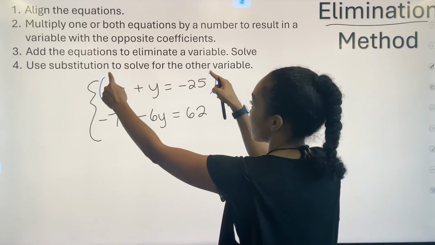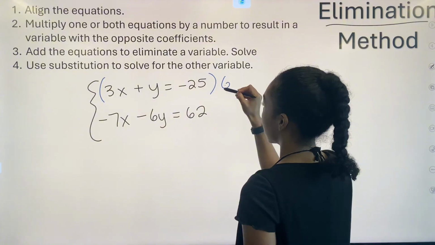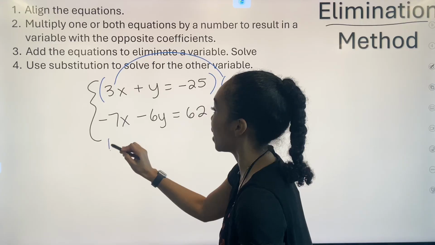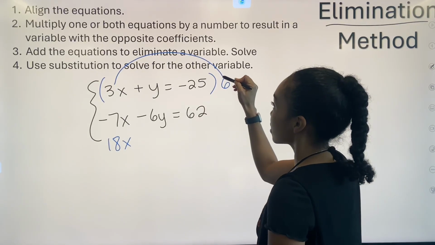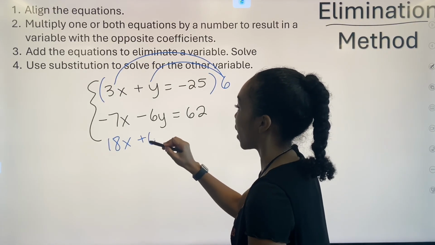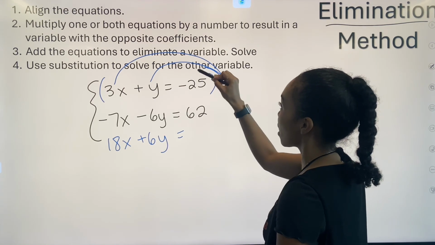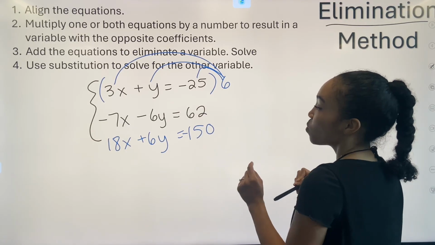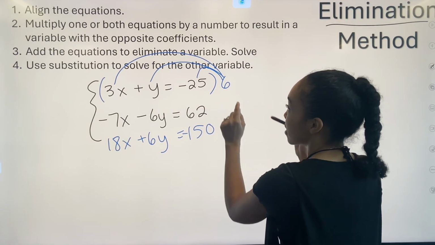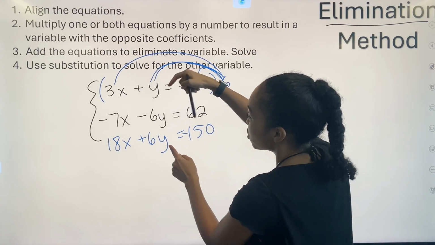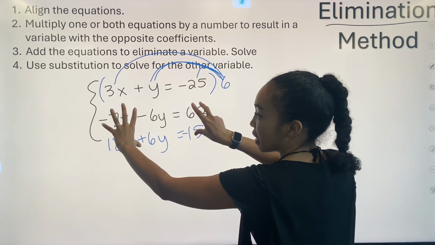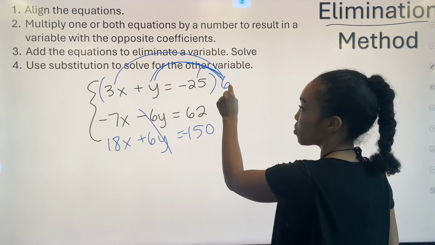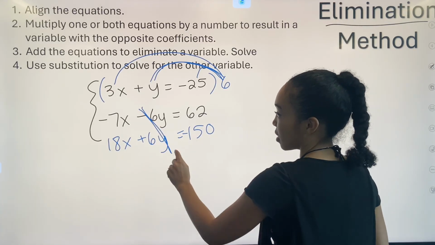I'm gonna multiply this entire equation by 6. When I do so, 6 times 3x will give me 18x. 6 times y is 6y. 6 times negative 25 is negative 150. Now, the reason why I chose to multiply it by 6 is because I knew that this would become a 6y, and when I add these two together, those would cancel out. That's why I chose the number 6, so that these will cancel out.